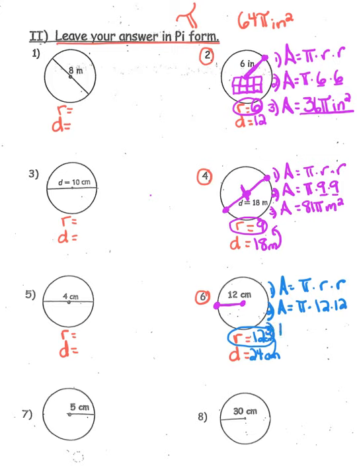And finally, step 3. And maybe you might need a calculator for this, but 12 times 12 is 144 pi centimeters squared, or square centimeters. Now complete the rest on your own. This concludes page 8, the final page of the circle packet.